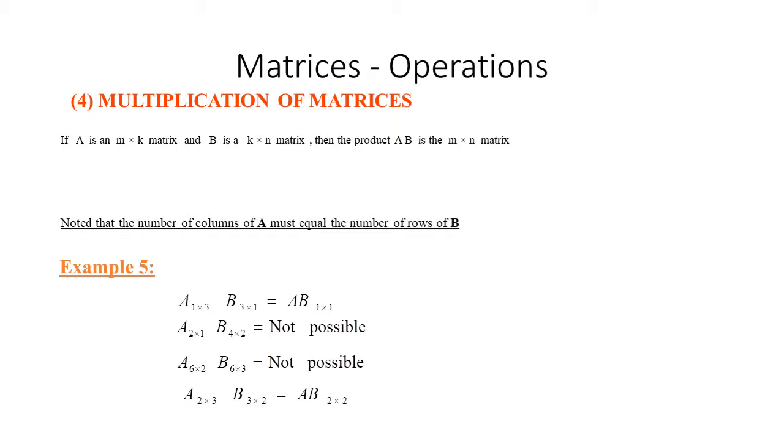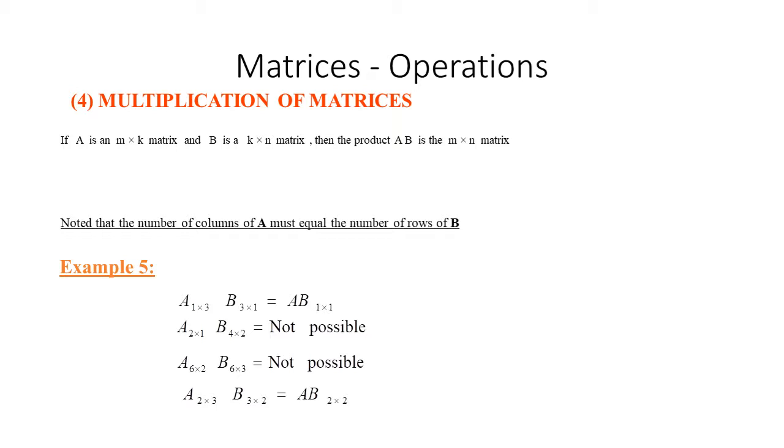A multiply B. A is a matrix of order 1 cross 3. B is a matrix of order 3 cross 1. Now the two matrices A and B do not have the same order. It is not necessary, but we have to see the condition. The number of columns of A is 3. The number of rows of B is 3. Since this is the same, you can multiply A and B, and the answer will be of order 1 cross 1.